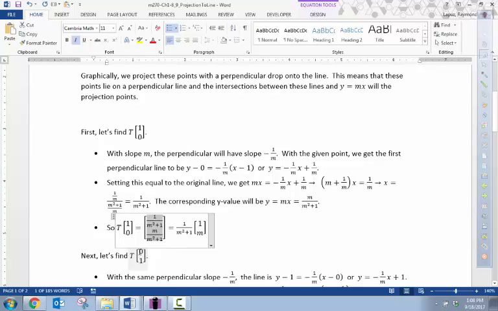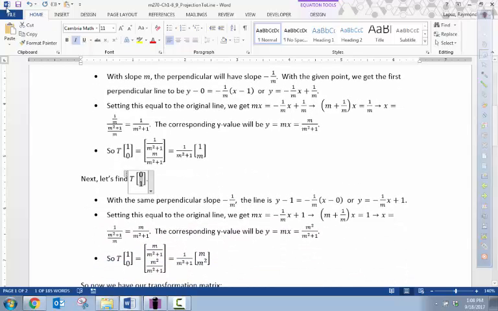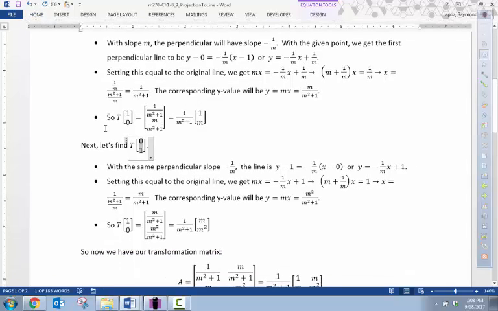Now I take my second vector, (0, 1), and I'm going to do the same thing. The steps are almost the same, and when I was doing this, I just did a lot of copy and pasting. The equation of the line will be a little bit different. Instead of the first line being -1/m x + 1/m, this one is -1/m x + 1. And that's from the point (0, 1) projecting onto the line.